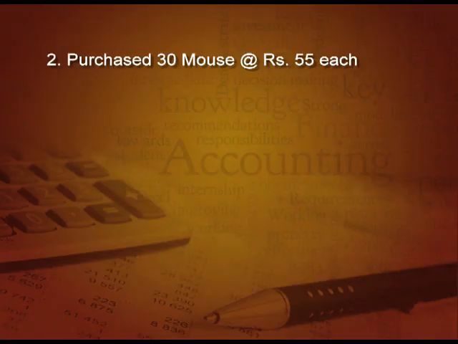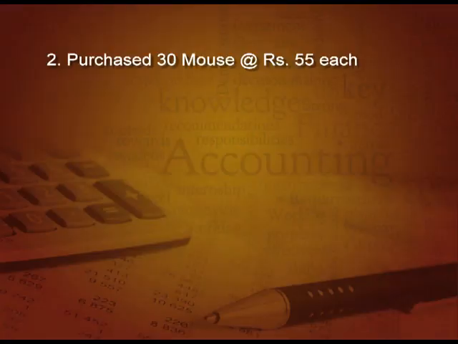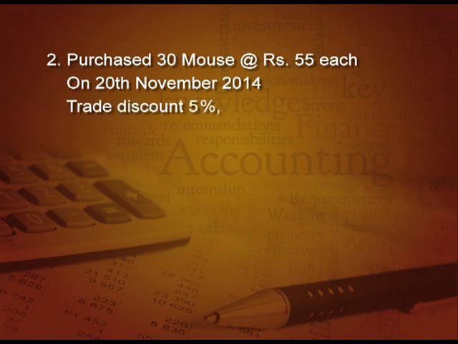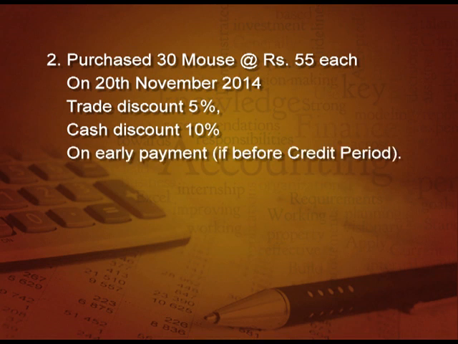Let us take another example. Purchase 30 mouse, that is a device with the computer, from Paras Limited at the rate of 55 each on 20th November 2014. Trade discount 5% and cash discount 10% on early payment. That means, if we pay before the credit period, then we will get an additional discount of 10%. Now, please note, cash discount is not to be considered as it does not relate to the purchase book.